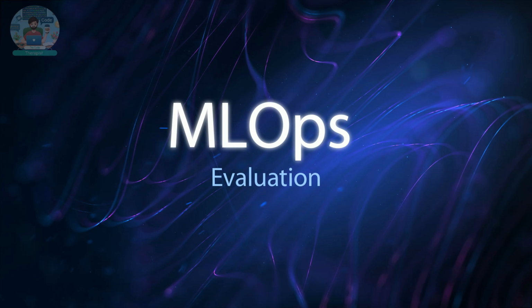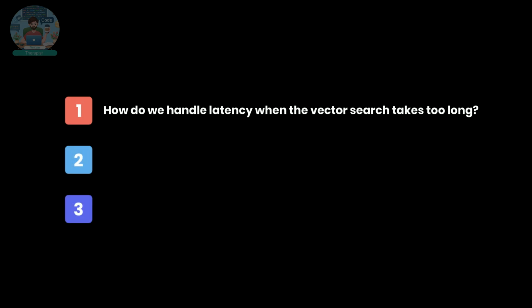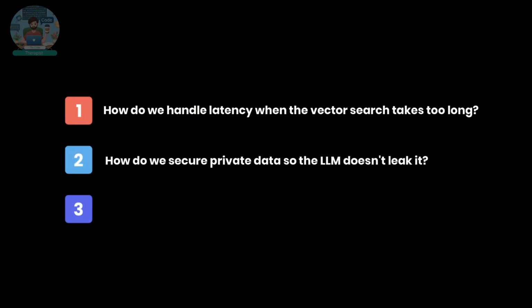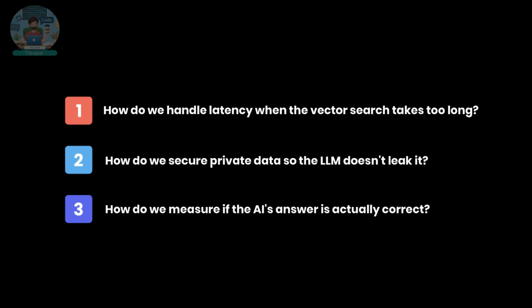Finally, let's look at the big picture. Building a demo is easy, designing for production is hard. You need to really dive into the technical side of MLOps and evaluation. When you move to an architect role, you must answer the tough questions. How do we handle latency when the vector search takes too long? How do we secure private data so the LLM doesn't leak it? How do we measure if the AI's answer is actually correct?